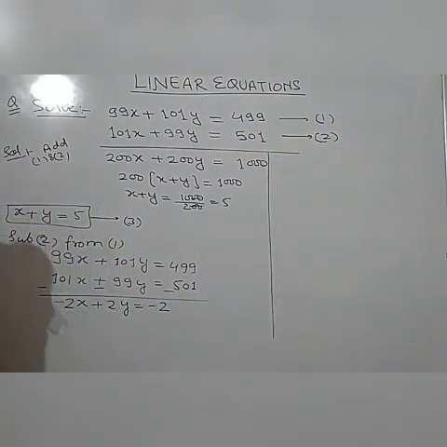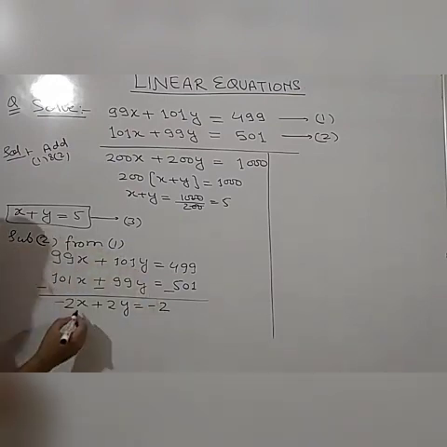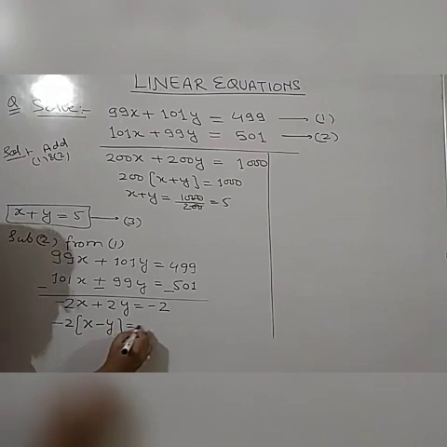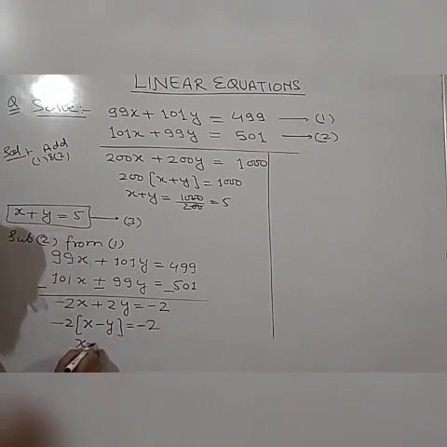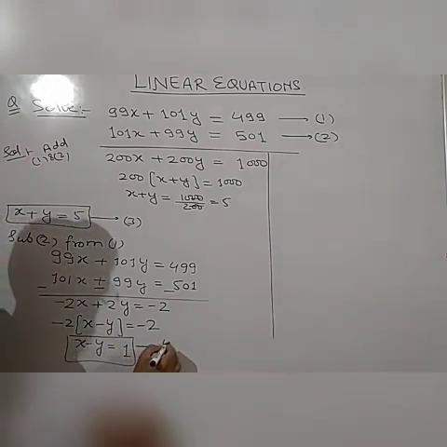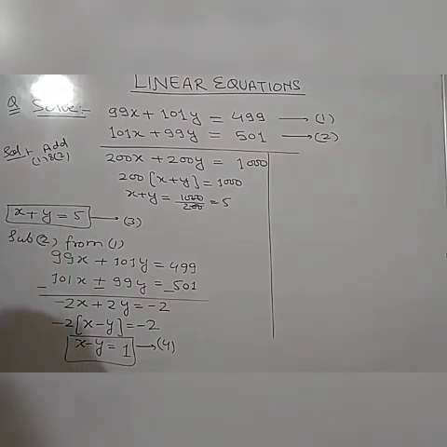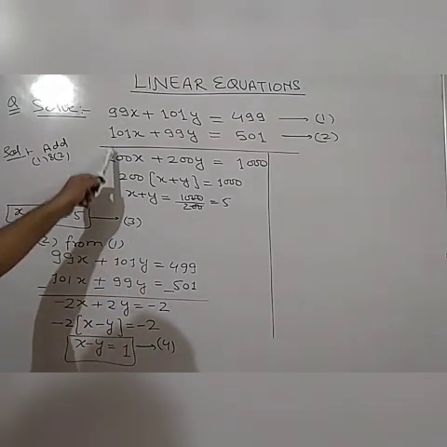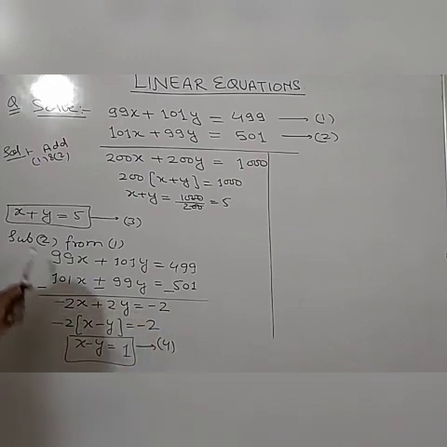So again, if we take 2 common, by taking minus 2 as common, we will get x minus y is equal to minus 2 upon minus 2, so the equation will be x minus y is equal to 1. This minus 2 will cancel out, we will get 1. This is equation number 4. So once by adding equation 1 and 2 we got equation 3, and by subtracting equation 1 and 2 we got equation number 4. X plus y is equal to 5 and x minus y is equal to 1.